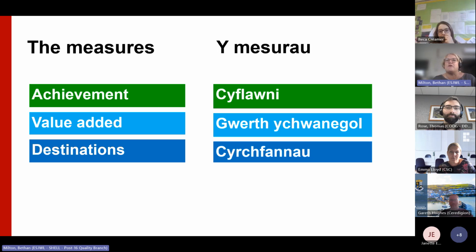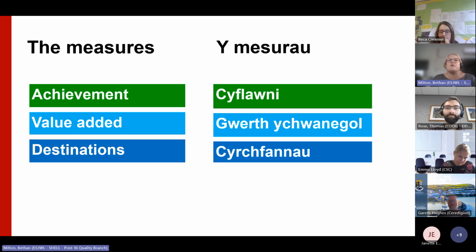So that's something we'll be looking for feedback on from yourselves, from Estyn and from the colleges as well, to see whether it gives us the same sort of details that we had from the previous measure. And then the final measure is destinations, which looks at the progression of learners once they finish their learning programme.